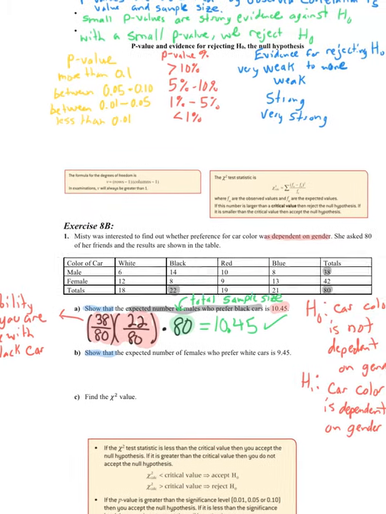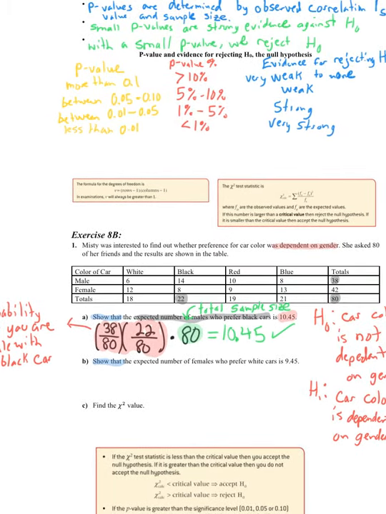Okay? So now, the female one, let's see, it says the expected number of females who prefer white cars. So we just do the same thing, females, white cars, and our total. Those are the numbers we need for this particular problem. So there were 42 females out of 80. 18 out of 80 prefer white cars. That's going to give us our probability of females that like white cars. And then we multiply that by 80, and we should get 9.45.